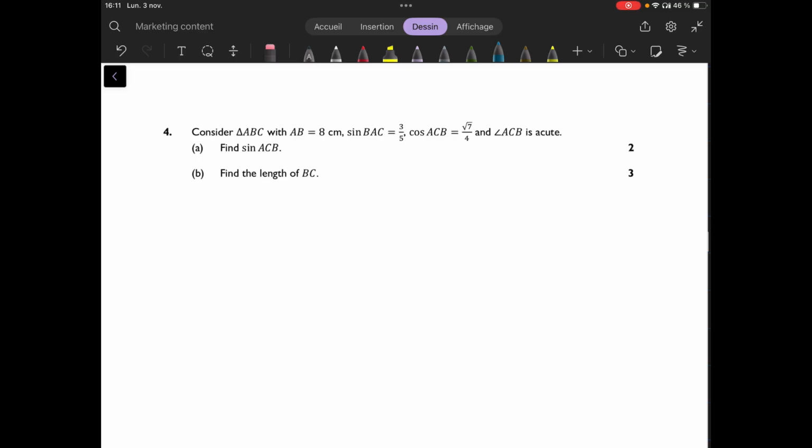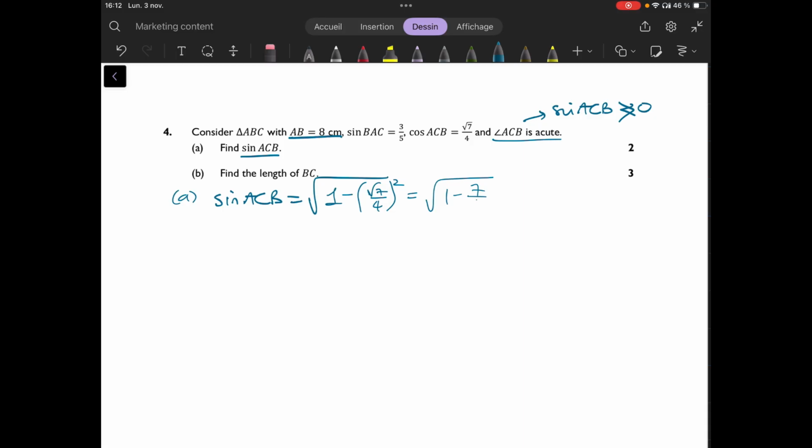Question 4. You're given AB, you're given sine of BAC, and you're given cos of ACB. You're asked to find sine of ACB. So, part A. Since ACB is acute, we know that sine of ACB has to be greater than 0. So sine of ACB is going to be this positive square root of 1 minus cos of ACB squared. And you will get 3 divided by 4.